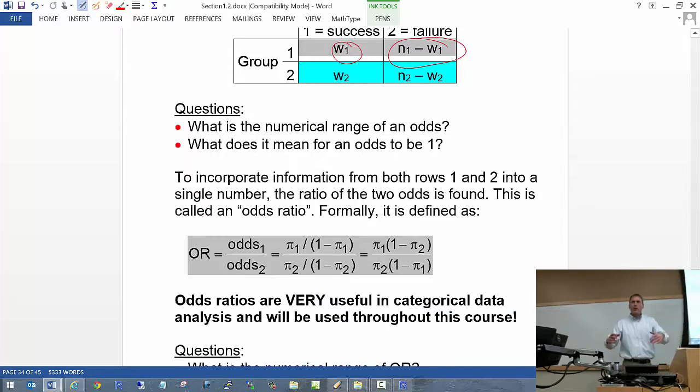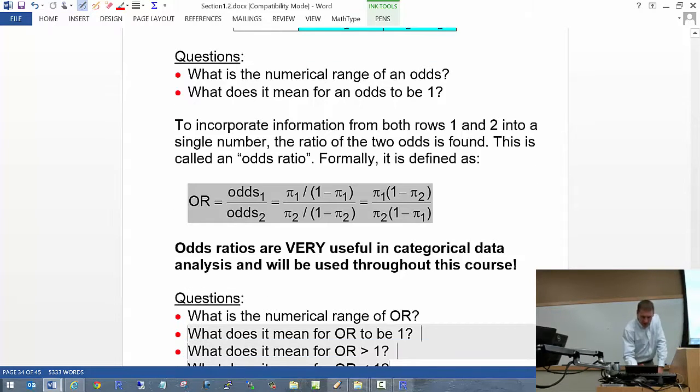So now we know how to calculate two odds of a success. And similar to what we did with the relative risk, when we took the ratio where we looked at the probability of success for group 1 divided by the probability of success for group 2, why don't we just do the same thing with an odds? And that's how we form what's called an odds ratio. Odds ratios are used throughout categorical data analysis. We'll be talking about these pretty much every day from now until infinity, or until the end of the semester.